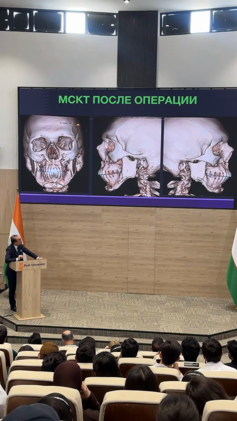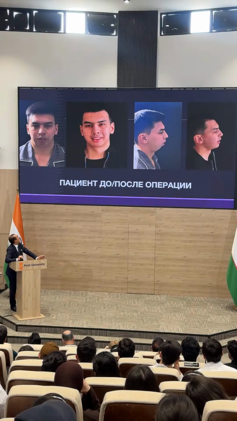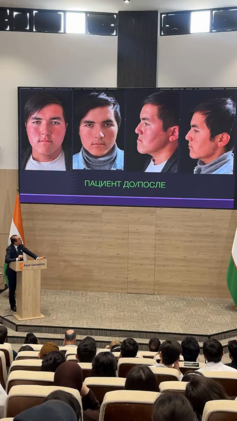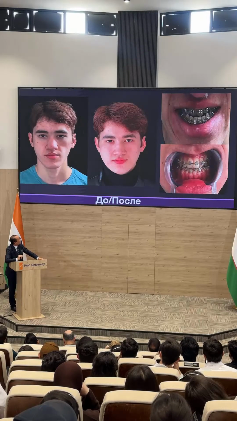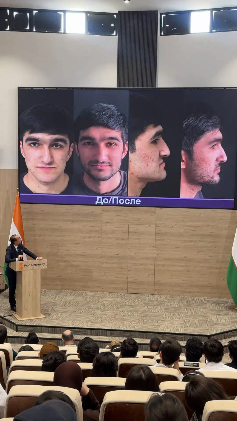After the surgery, these are the investigations, before and after surgery. Also, the patients before and after surgery, the maxillary. So before and after surgery, and before and after surgery.